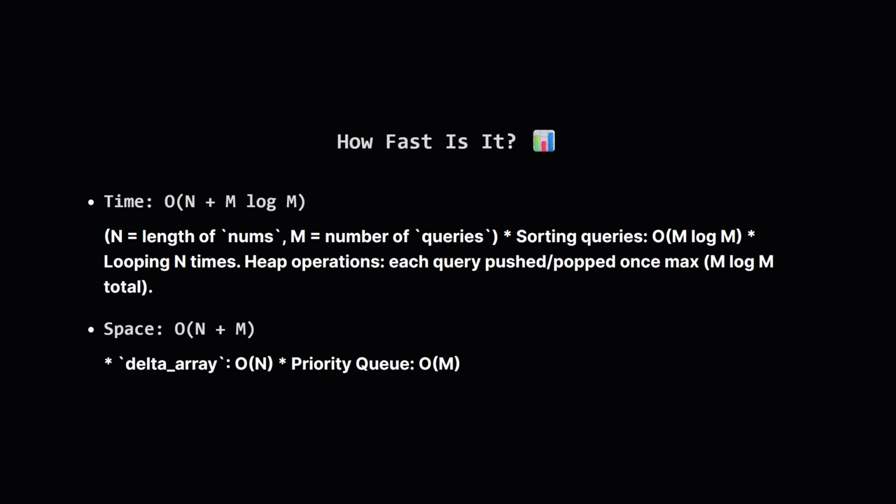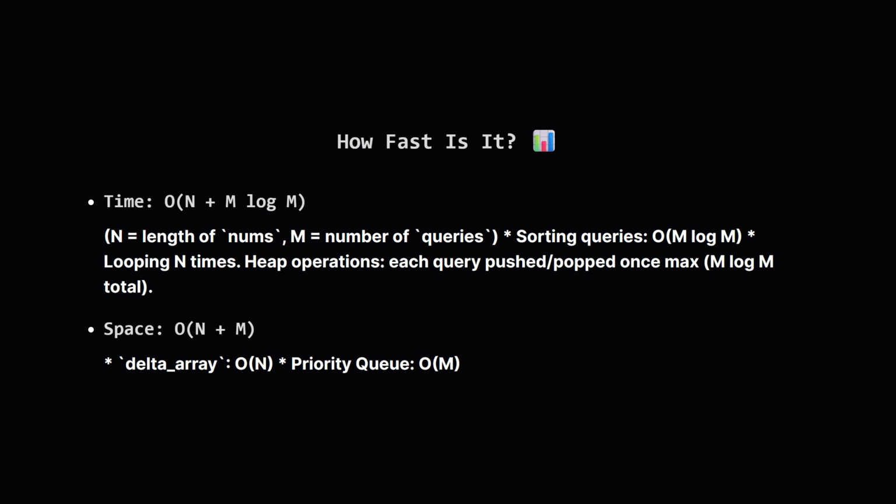So, how efficient is this solution? For time complexity, sorting the queries takes about m log m time, where m is the number of queries. The main loop runs n times for the length of the nums list. Inside the loop, each query is added to the priority queue at most once and removed at most once. Each of these priority queue operations takes about log m time. So across all iterations, the total time for priority queue stuff is also around m log m. This gives us a total time complexity of roughly big O of n plus m times log m.